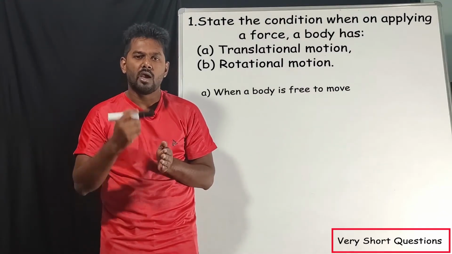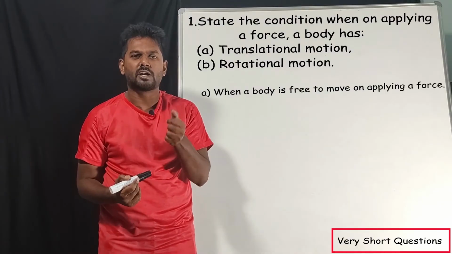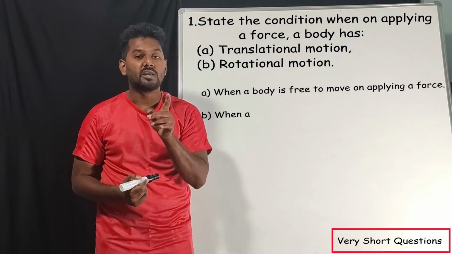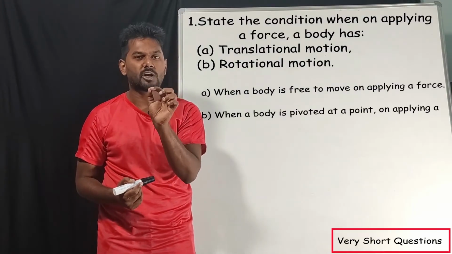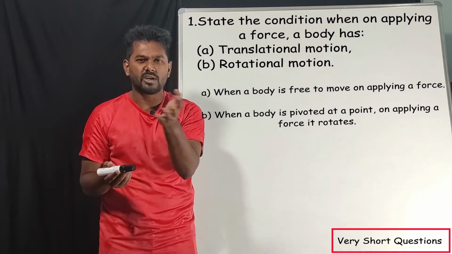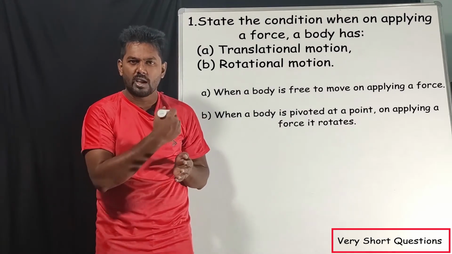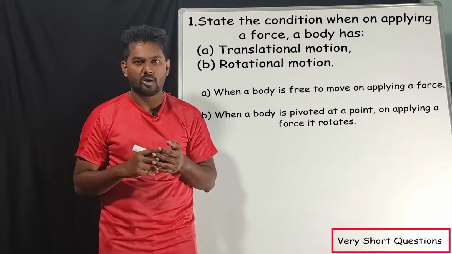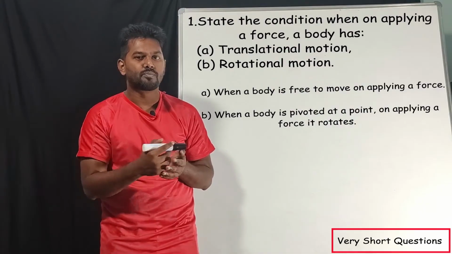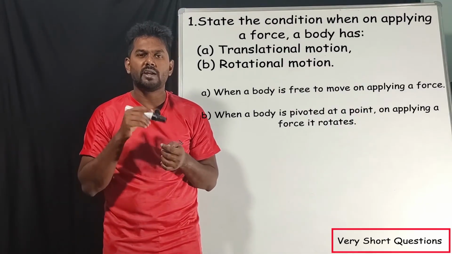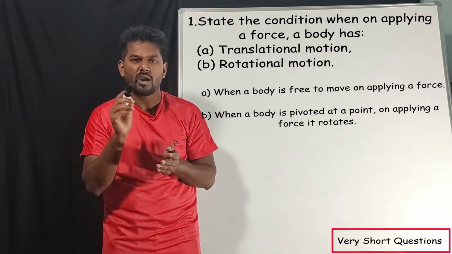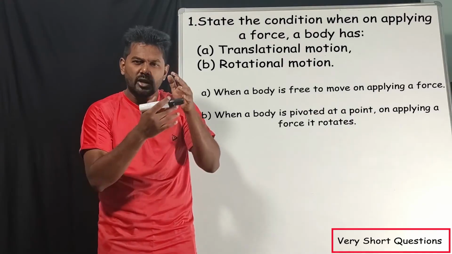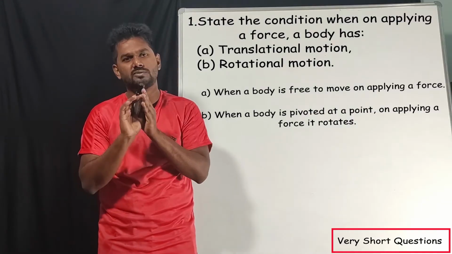Second one, rotational. When the same body is fixed at a point, how can you say that fixed at a point? Instead of using fixed at a point, use the keyword pivoted. Pivoted means fixed at a point. When a body is pivoted at a point, on applying force, it will have rotational motion. Sometimes they may ask you this question also: a body is pivoted at a point, and why it doesn't have a translational motion? Because it is not free to move. So these kind of questions you can easily expect. If you understand the concept, answering these kind of questions is very easy.